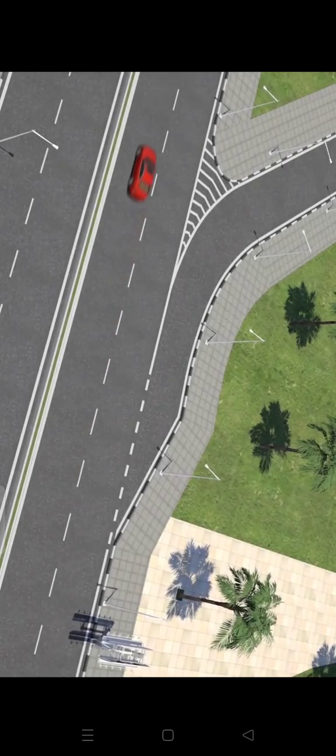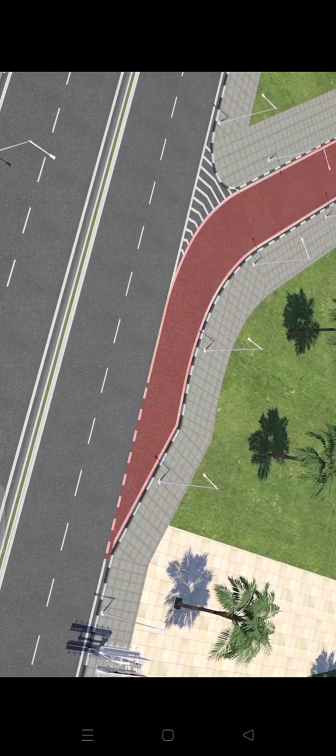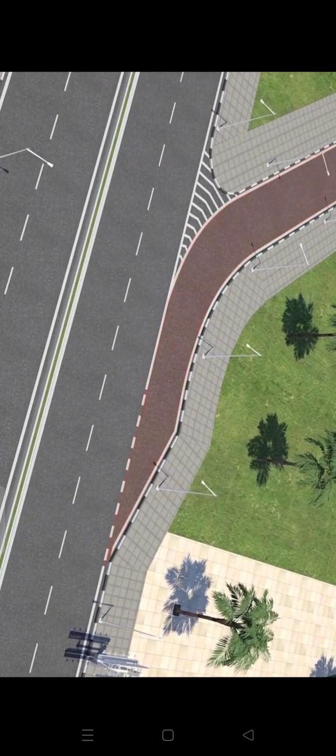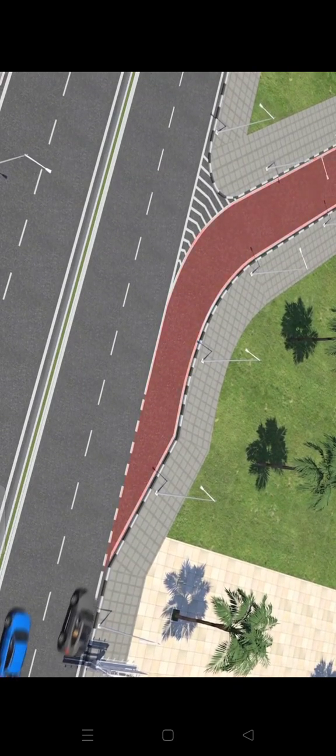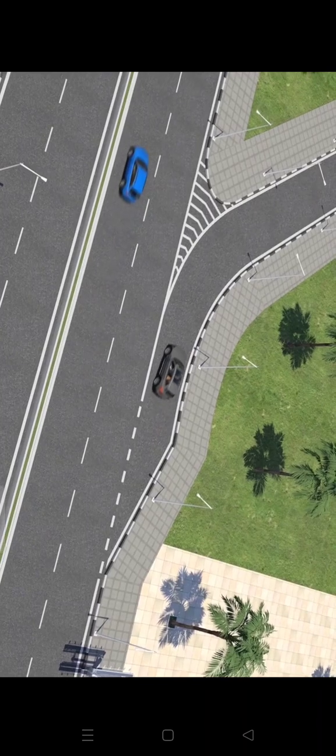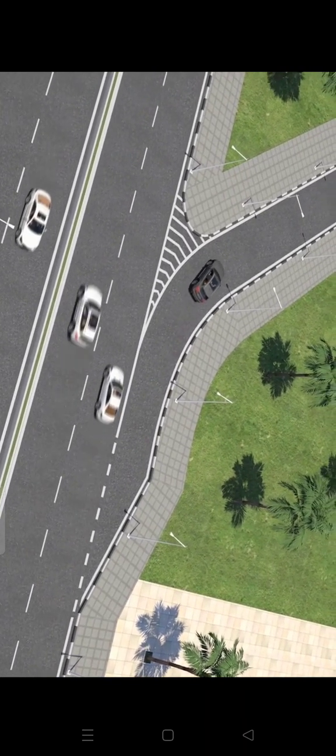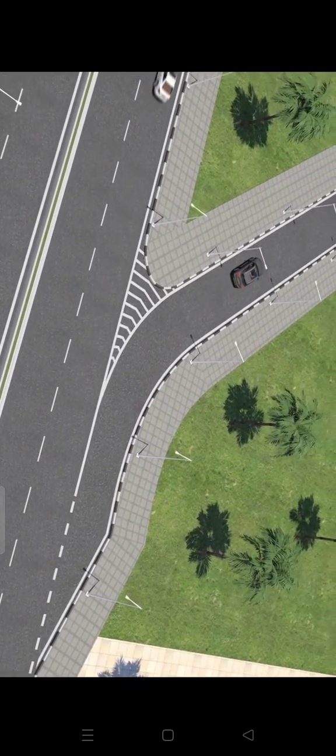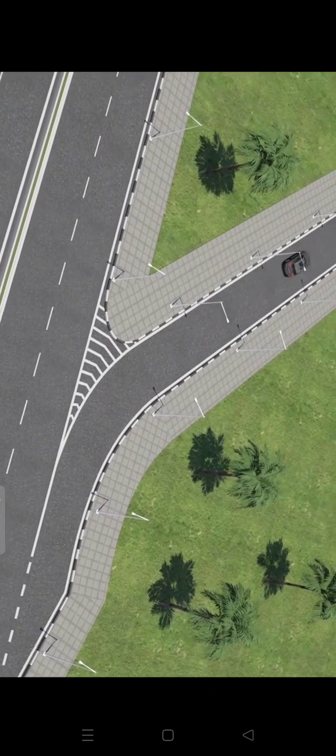De-accelerating lane. It is a side lane used by vehicles that leave the main road and want to enter a sub-road to reduce their speed until it's suitable for entering the sub-road.